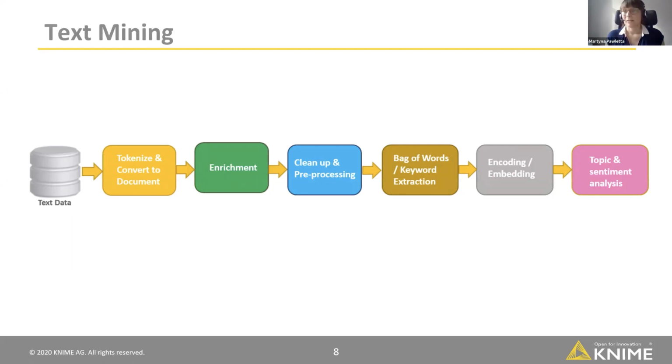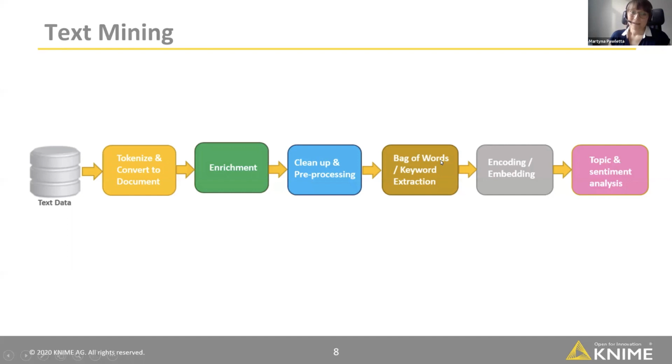Sorry, I'm already too far. Enrichment is only about tagging. Then there is cleanup and preprocessing. With cleanup and preprocessing, you can remove unnecessary noise from your text, like for example numbers, filter stop words, and do lemmatizing and stemming. Lemmatizing and stemming is a part of the preprocessing and cleanup task in text mining.